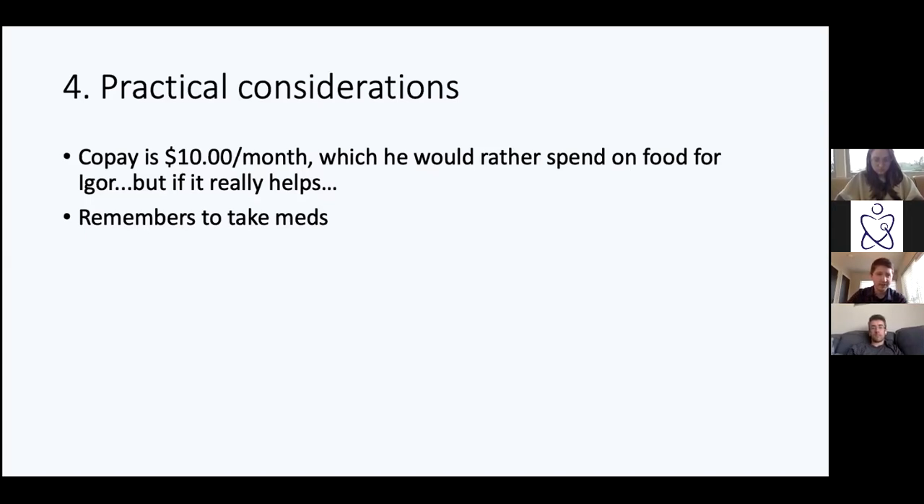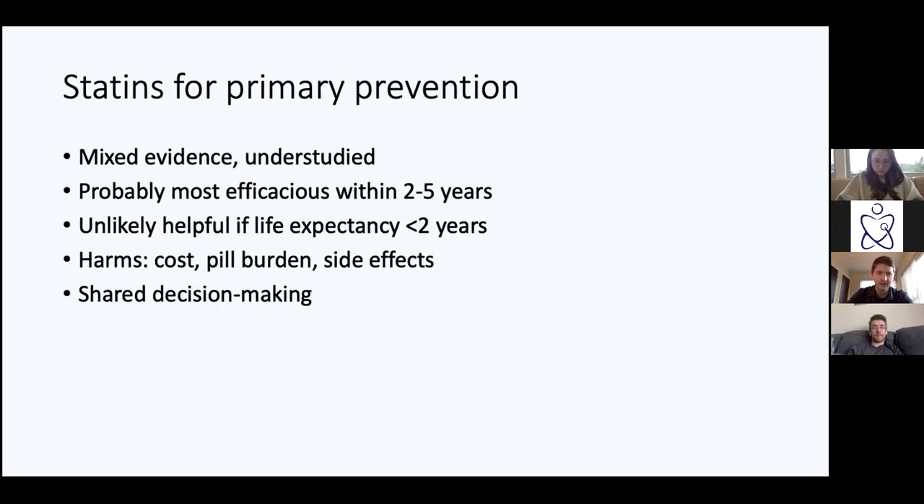So some practical considerations. His copay is about $10 a month, which he'd rather spend on buying food for Igor. But he's like, if it really helps, and he usually remembers to take his meds. So again, take home on statins. It's probably most efficacious within 2 to 5 years, is the take home I got from my review of the studies. But if life expectancy is less than 2 years, it's unlikely to be helpful. And it is an extra pill. There are side effects and drug-drug interactions. So again, it does come down to shared decision making.